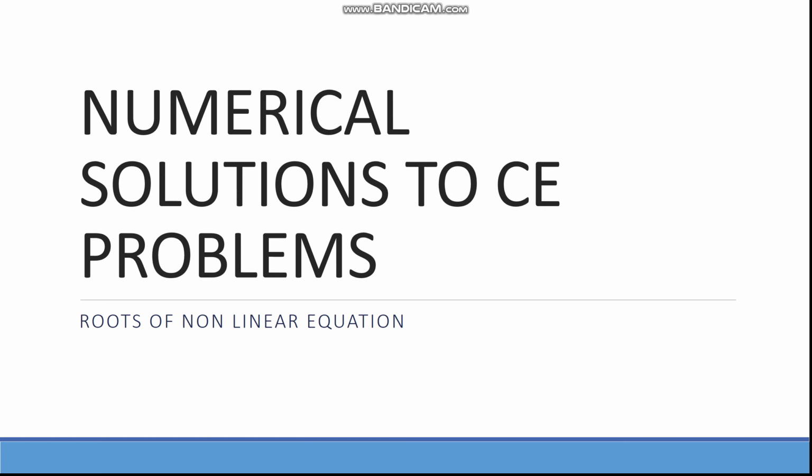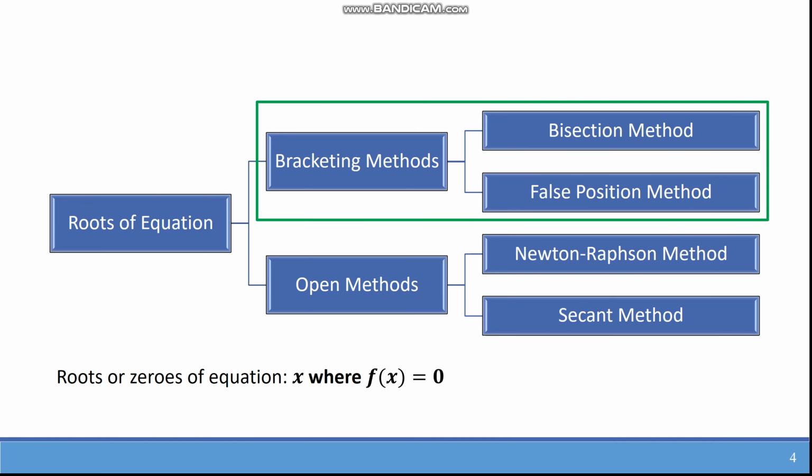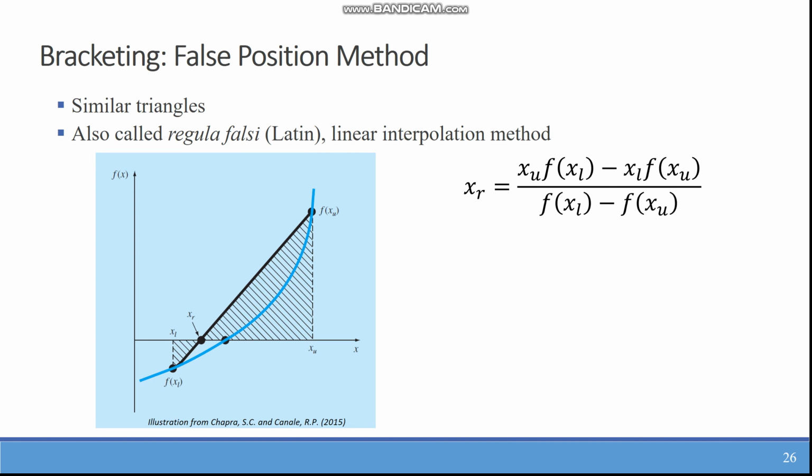Okay, we have already finished discussing the first method, the bisection method. Then we will continue with the second, the false position or the regula falsi. This is again a bracketing method, for solving the root of a nonlinear equation using regula falsi or the false position. In the false position, we apply the concept of linear interpolation.